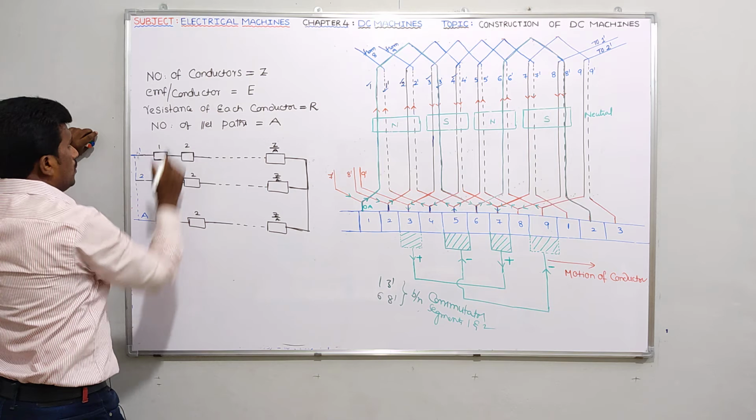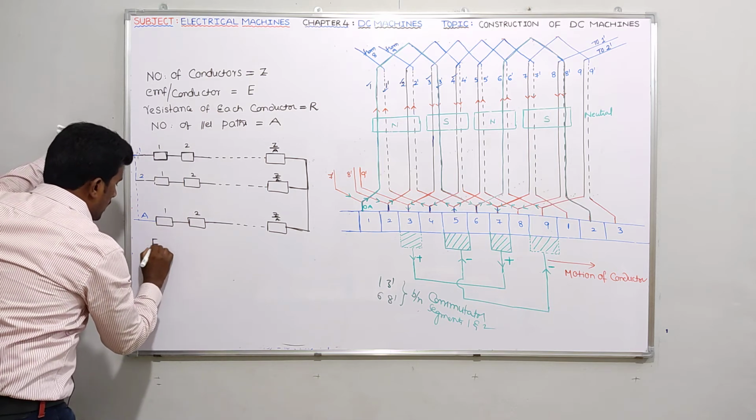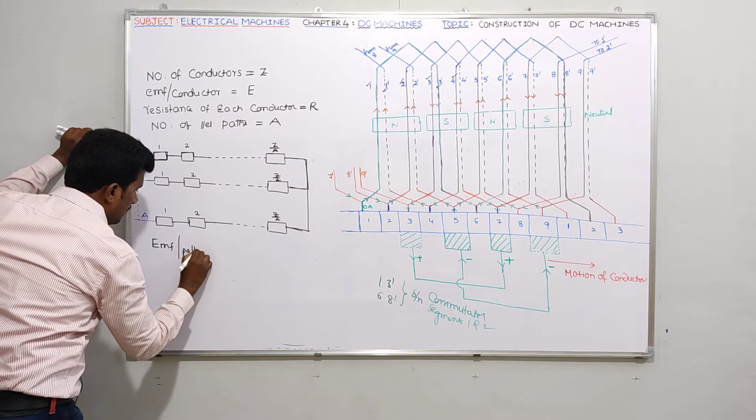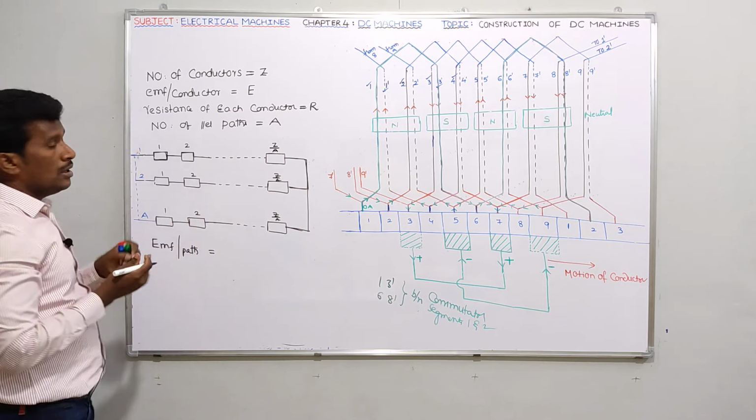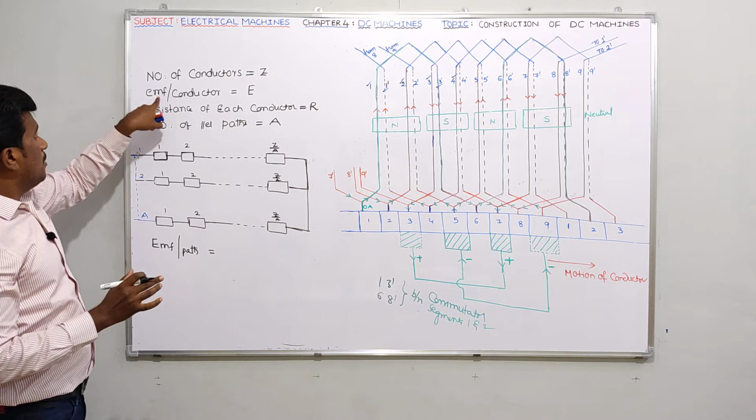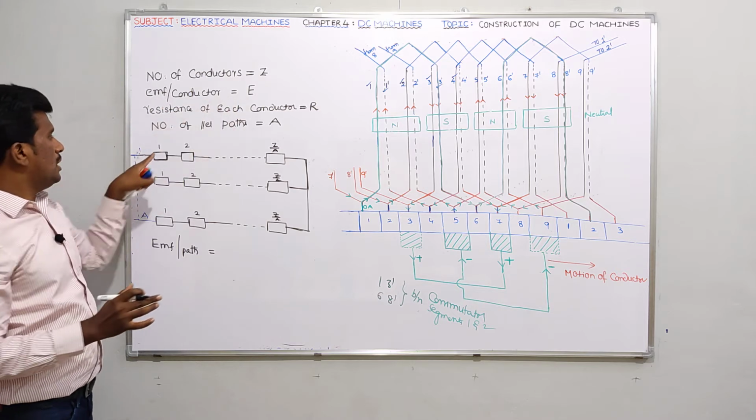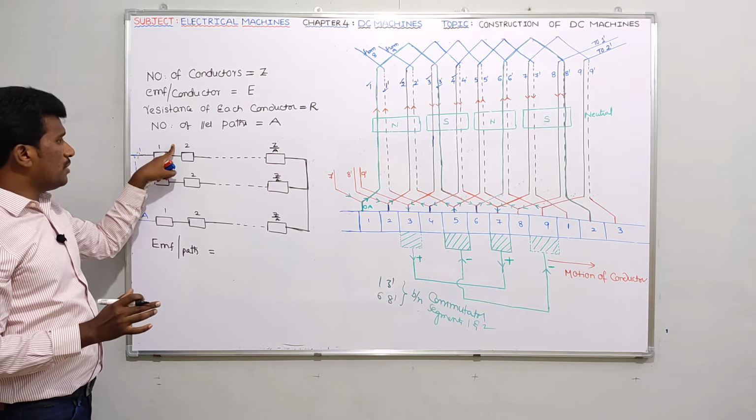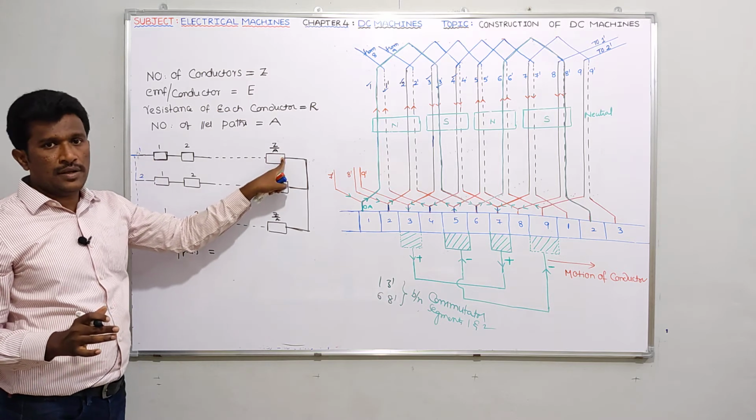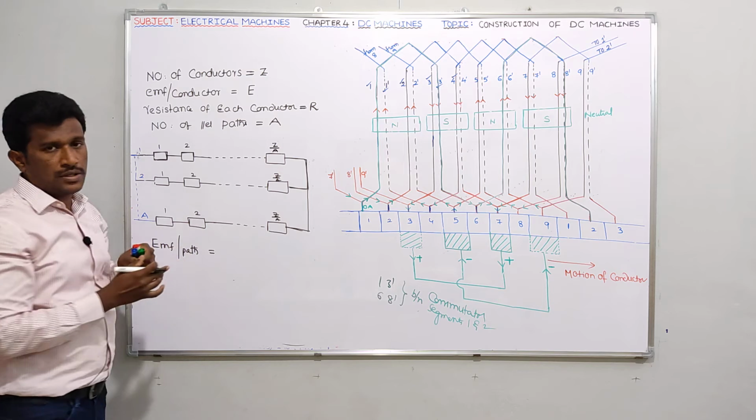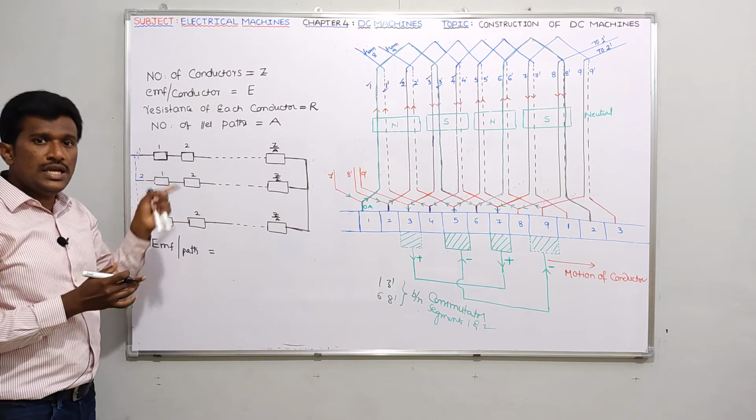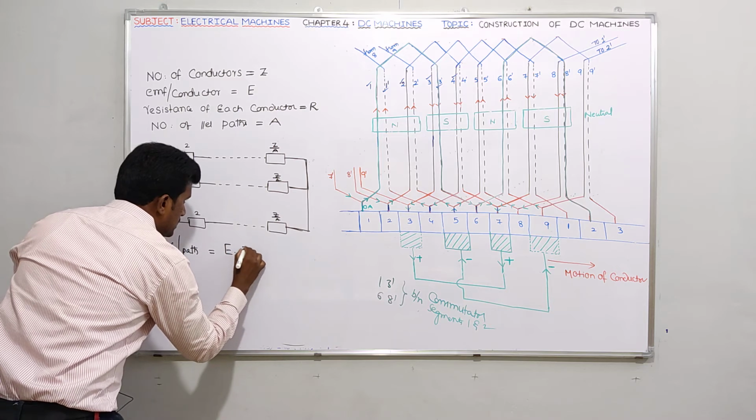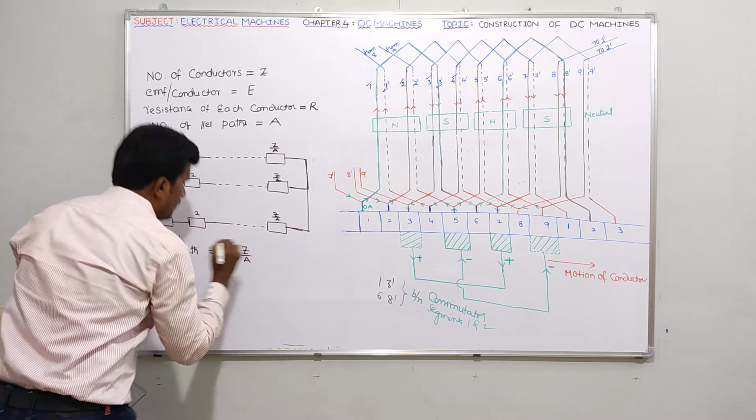I already asked you, what is the EMF per path? EMF per path I am asking. Please try to understand. EMF per conductor I said is E. The total number of conductors in each parallel path is Z by A. So for each parallel path, what about EMF? E into Z by A. So EMF per path equals E into Z by A.